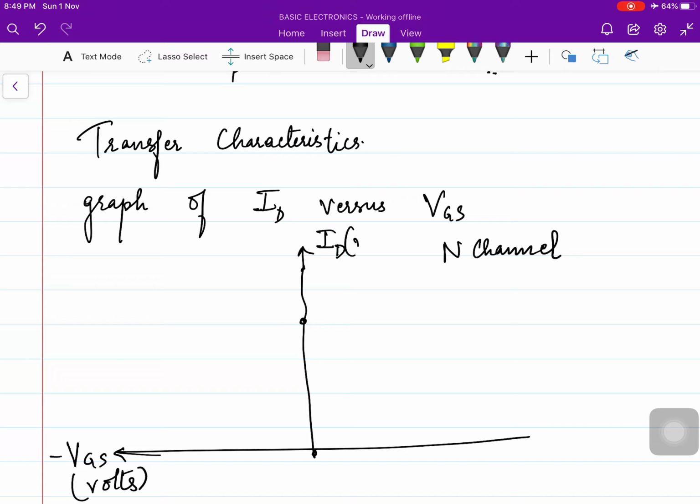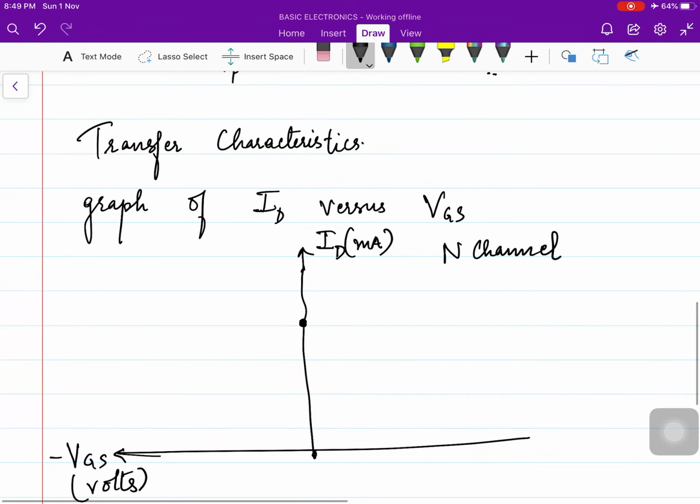First of all, let us prepare the axis. At VGS 0, current was maximum and it was IDSS. And as VGS became negative, the current kept on decreasing. Ultimately it reaches the cutoff voltage, that is VGS off. So this is how we draw the transfer characteristics of N-channel JFET, which is very simple. Just follow whatever you have discussed in the operation of JFET and represent it in the graph.